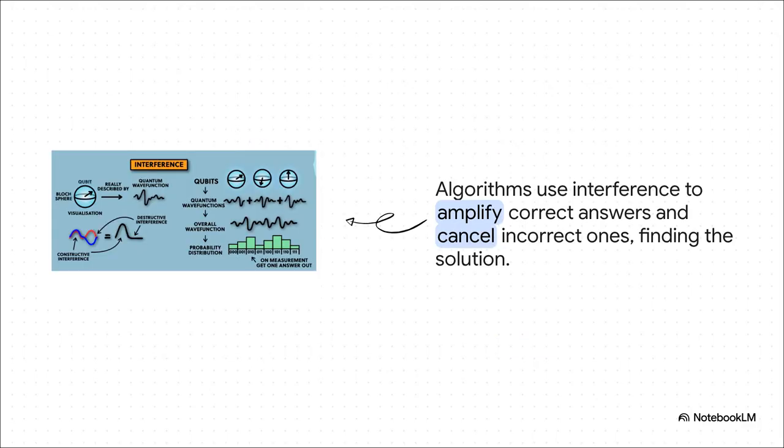So a quantum algorithm is like a carefully choreographed dance. It's designed to guide all these probability waves so that the wrong answers all run into each other and cancel out through destructive interference. At the same time, all the paths leading to the right answer reinforce each other, making that the one you're most likely to see when you finally take a measurement. Pretty clever.